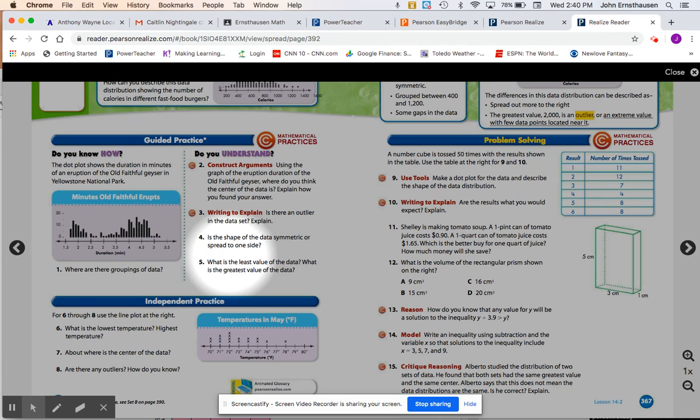What is the least value of the data? What is the greatest? The lowest would be somewhere around 1 7/10, and then the largest would be somewhere around, I'm guessing, 5 2/10. And you can continually look at the shapes down here.